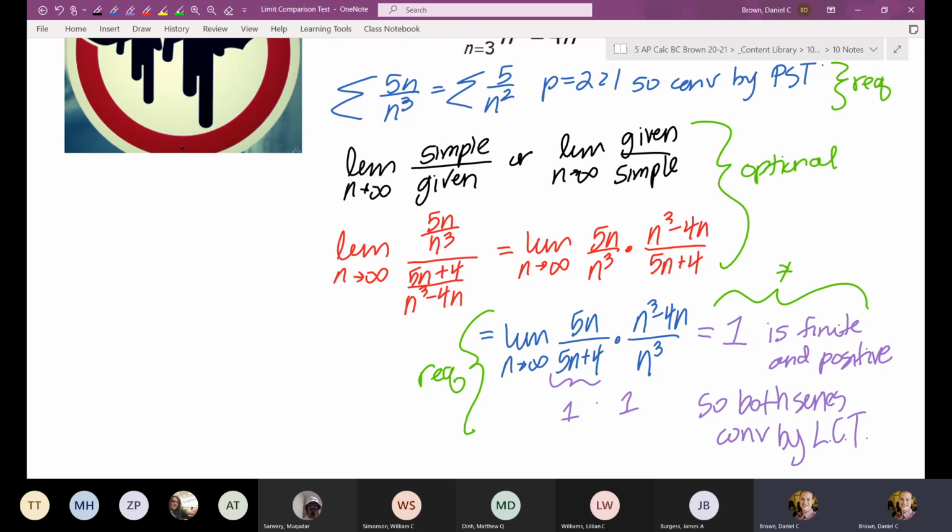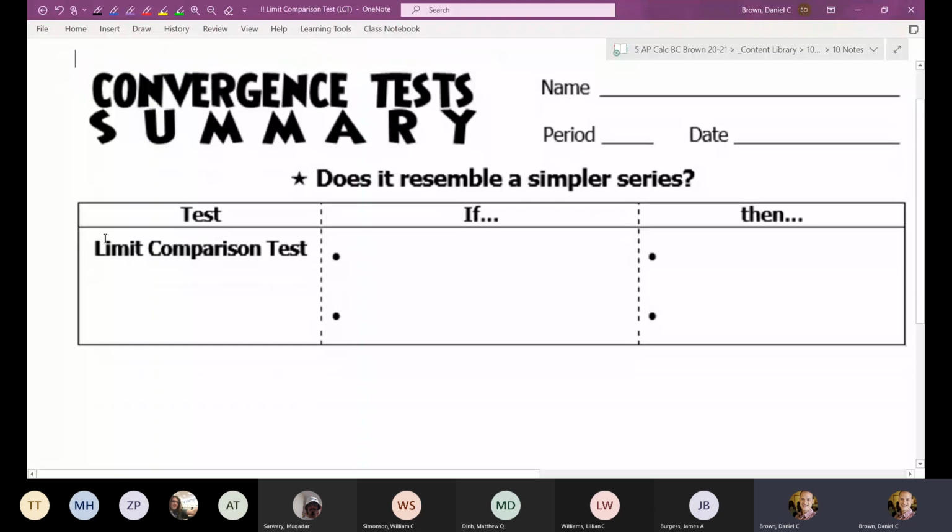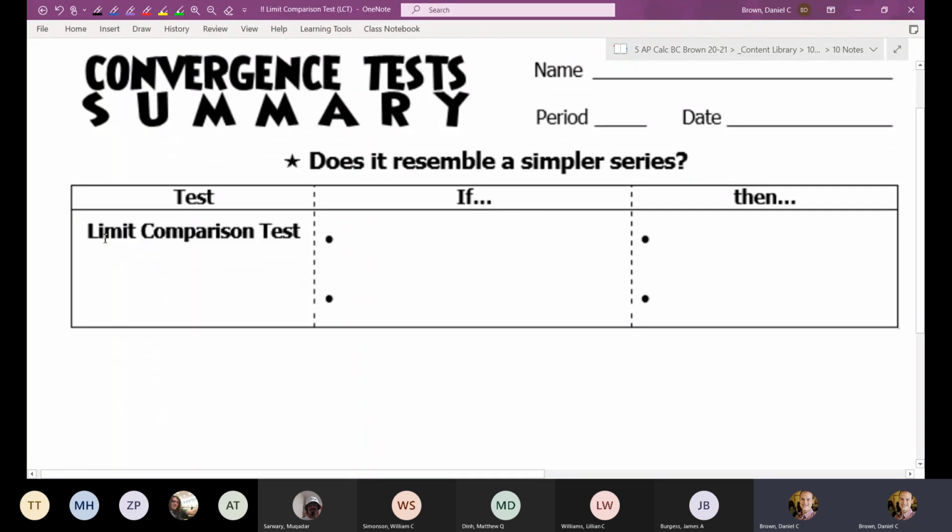Again, I wouldn't always jump straight to the limit comparison test. I would probably do the direct comparison test first. Again, if the direct comparison one doesn't work, this will be like a second option of something to try. So let's formalize it. We have the limit comparison test. And then we'll just do one more example, and that's where I'm going to basically stop for today. For the limit comparison test, you are basically comparing a ratio of the limit. So it's going to be the limit as n goes to infinity of the given one over a simple one.